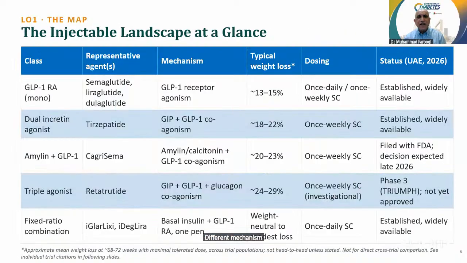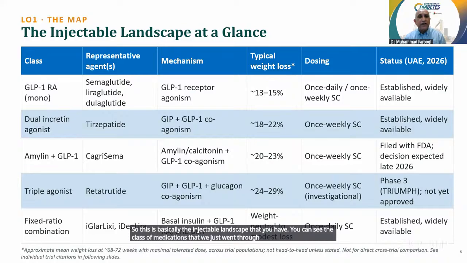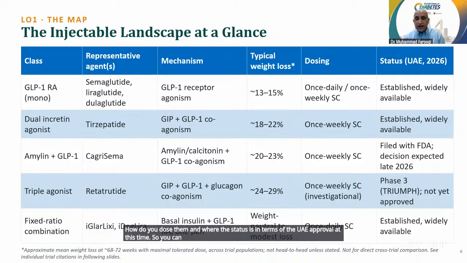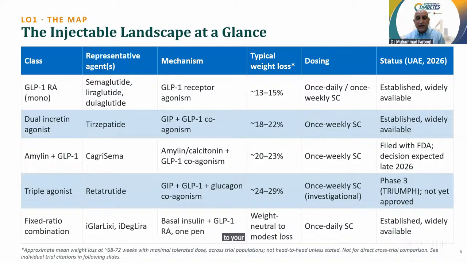So this is basically the injectable landscape that you have. You can see the class of medications that we just went through, the representative agents, the mechanism of how they work, what sort of typical weight loss percentage you see with each of these classes, how you dose them, and where the status is in terms of the UAE approval at this time. So you can use this as a quick reference guide when you are deciding which family of drug makes more sense for the patient who is clinically in front of you.